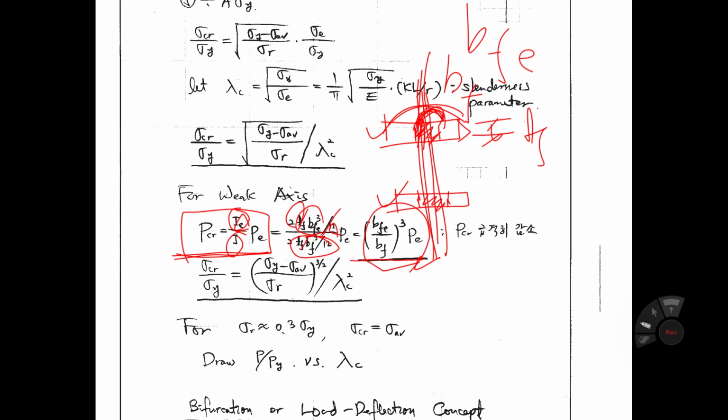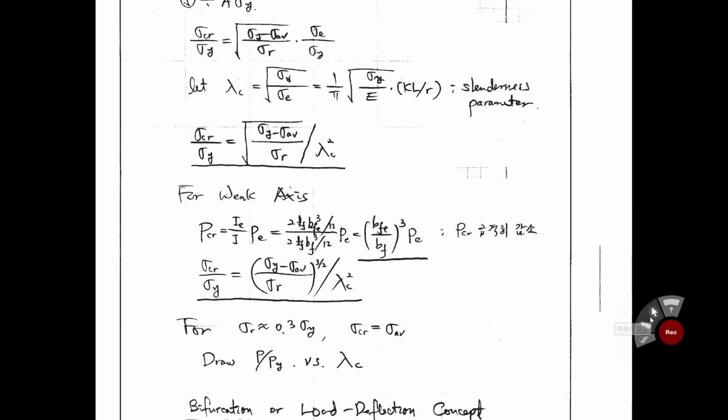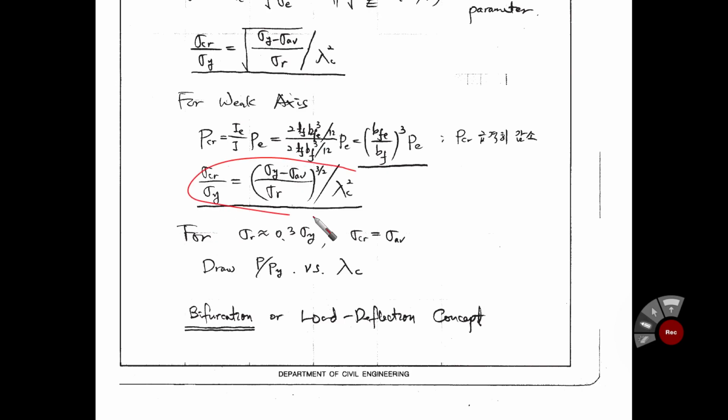Referring to the result of the strong axis, you can write the weak axis result like that because of this cube here, so you add cube here for weak axis. Do you understand? It is elastic column or inelastic column. Inelastic column. Okay, so we derive the inelastic column equation from this one and this one. This is a strong axis. This is a weak axis.